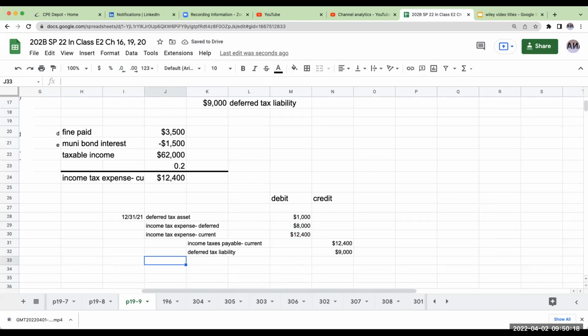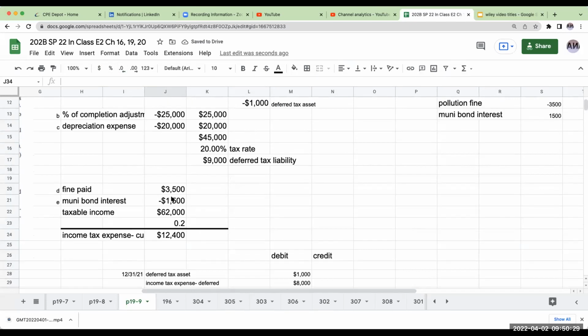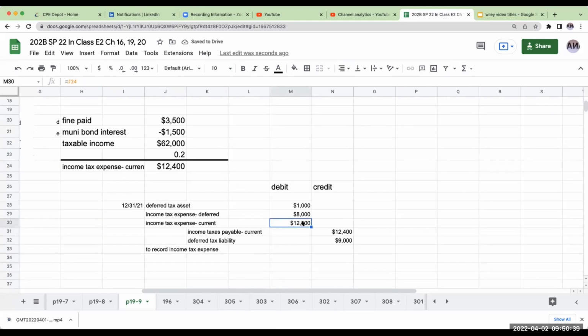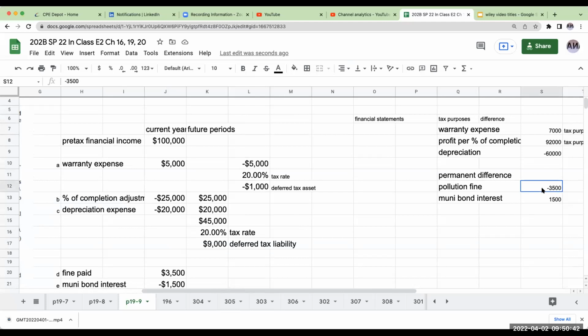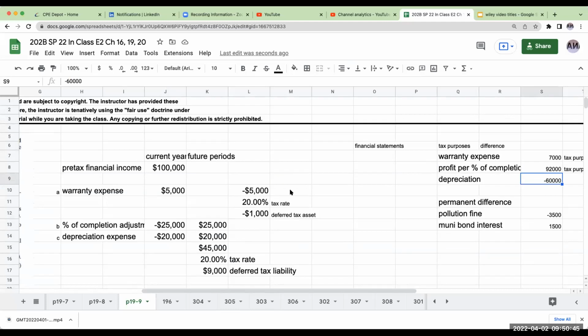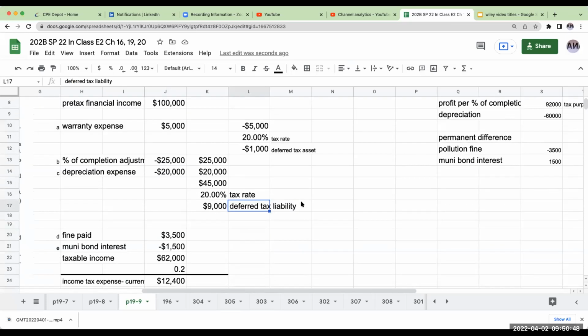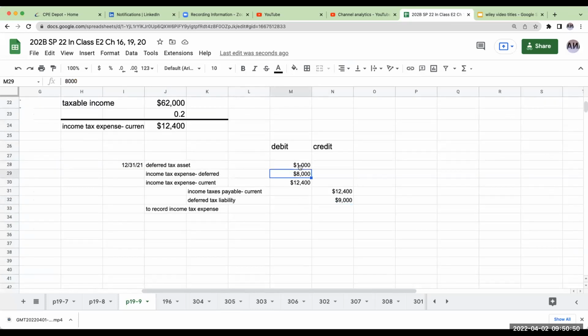Again, the steps that you probably want to go through and do to tackle these questions. So to record, the steps I would do: step 1, determine your taxable income. Step 2, figure out what is your current income tax expense. The next thing you want to go through and do after you have those is to figure out your deferred tax asset, your deferred tax liability. You're going to put those in. Whatever I need to do to balance is going to be my income tax expense deferred. So that's where we are right there.